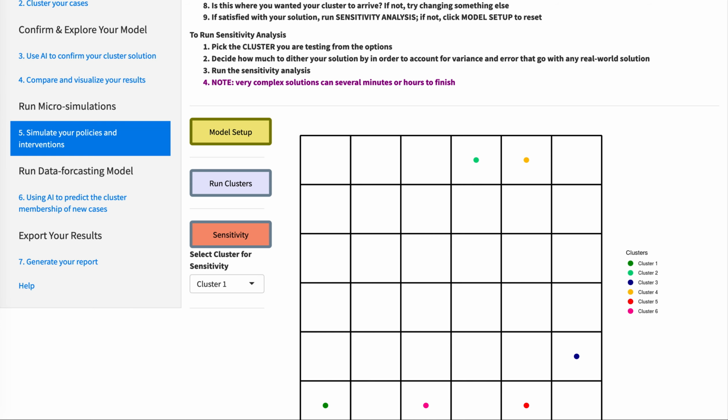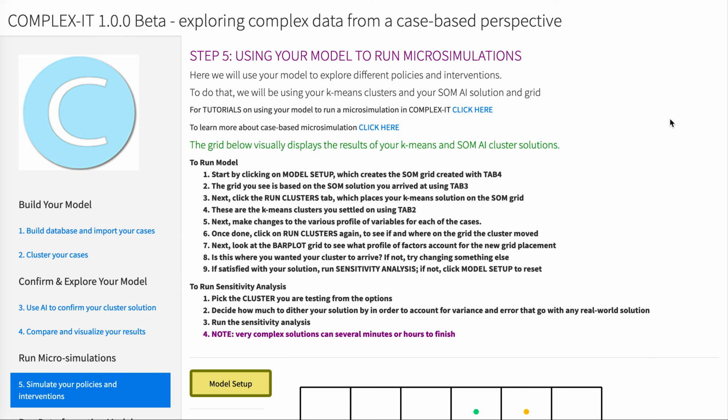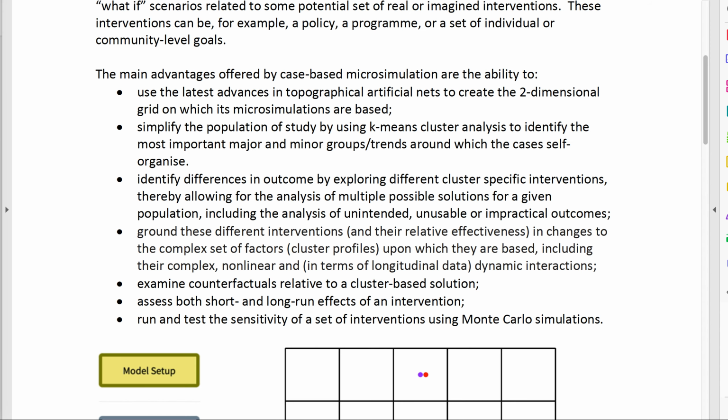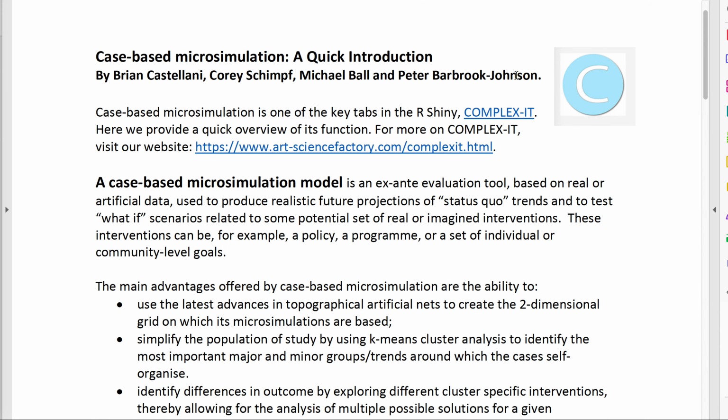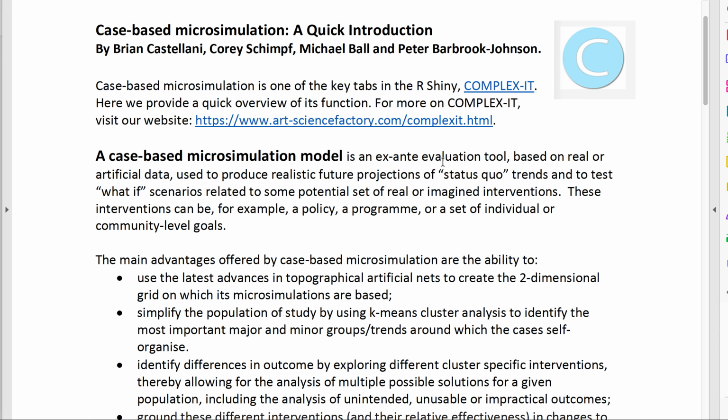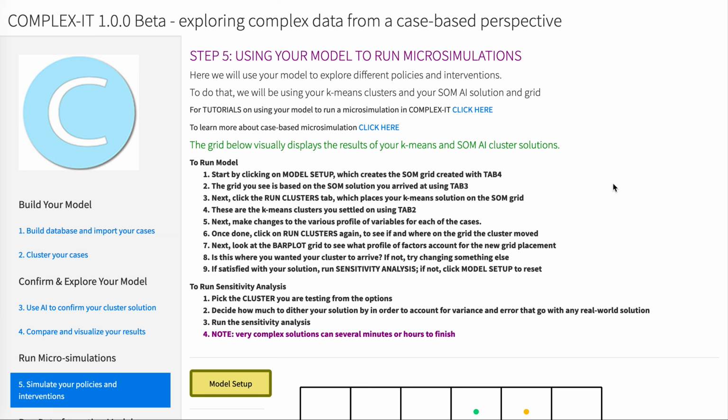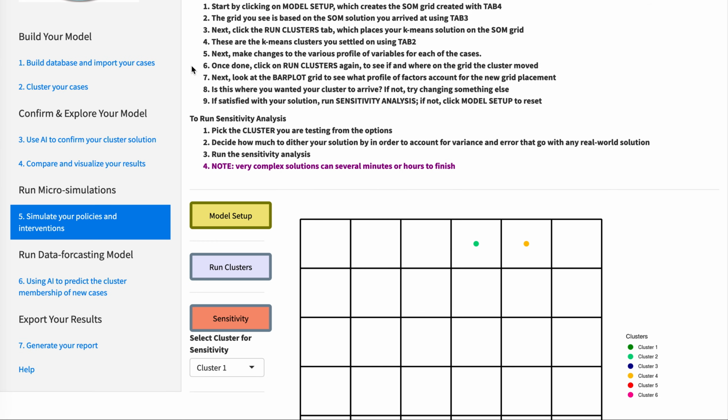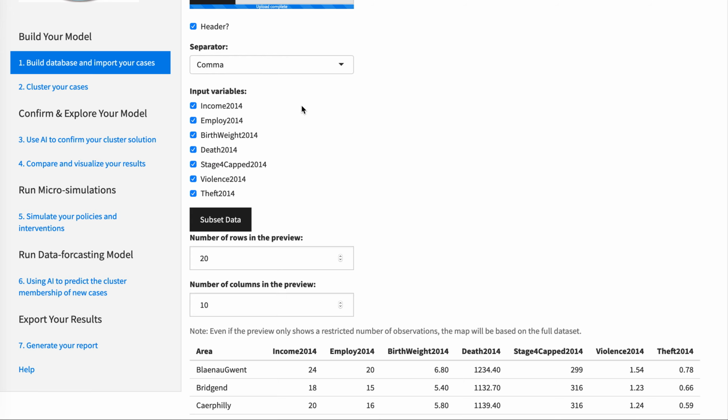This video is a continuation of our investigation into how one goes about running a case-based micro-simulation in Complexit. For those who may be stepping into this video without watching the previous, case-based micro-simulation is an ex-ante evaluation tool which allows you to explore various options, what-if scenarios, to make interventions on the cases and clusters that one has been studying.